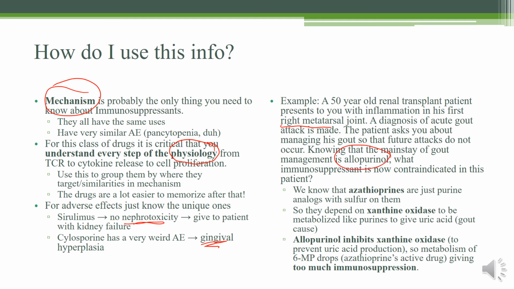If you didn't think azathioprine, you might want to review this a little bit more. You've got to think azathioprine or 6-mercaptopurine right away, because allopurinol will inhibit xanthine oxidase, and this will prevent the metabolism of azathioprine to a more benign compound.